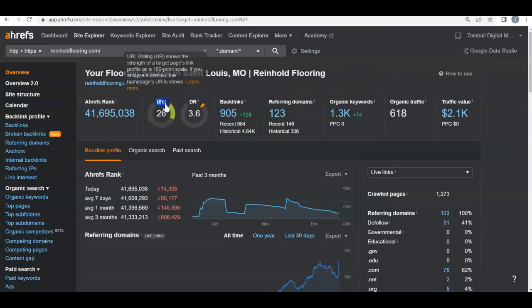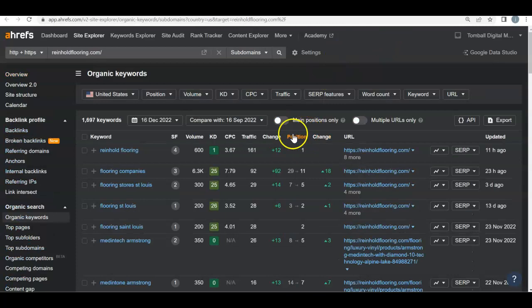So we put them in their UR rating, so their strength is 26 and their trust is 3.6. Now, they're still a little shy of that ideal in that golden ratio. However, they are still doing pretty well. As you can see, they have 905 different backlinks helping them along, as well as 1,300 different organic keywords. So let's check out what their organic keywords are and how that's helping them along.